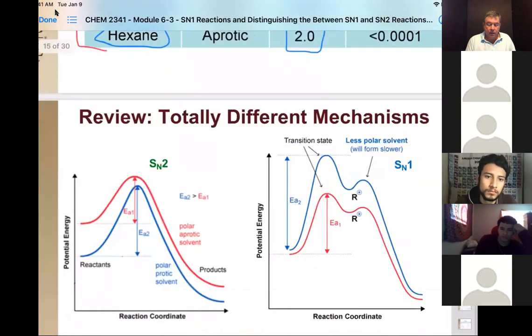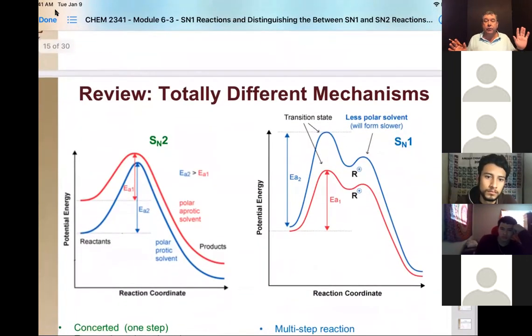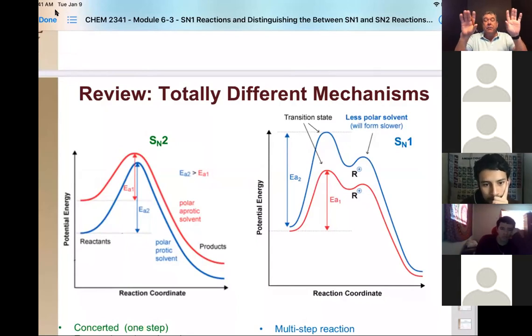Okay. So let's look at an overview of the two, okay? SN2 reaction, if we looked at the coordinate diagram, it happens in one step, okay? Substrate, nucleophile, boom, leaving group leaves. Reaction's done. So we have one step, and it all depends on the concentration of both the substrate and the nucleophile, okay? Because they have to be in the same place at the same time to make the reaction happen.